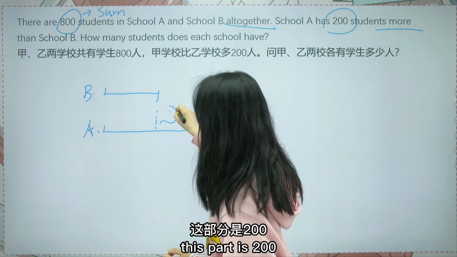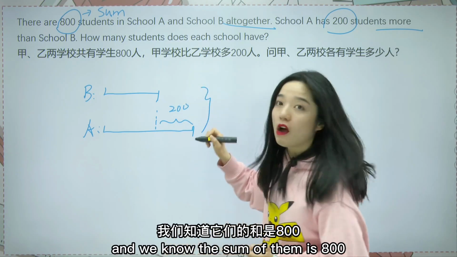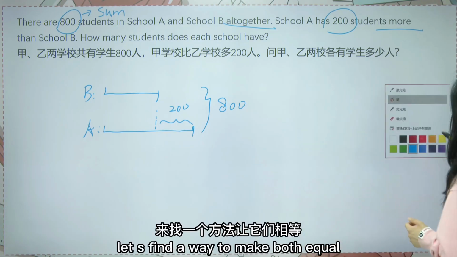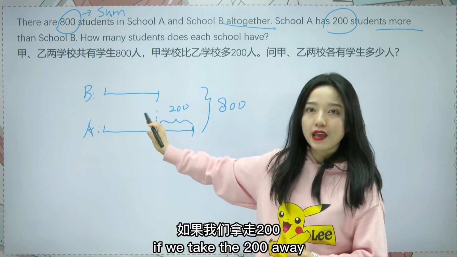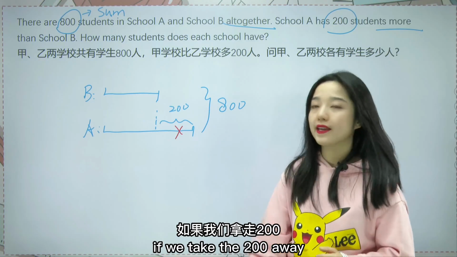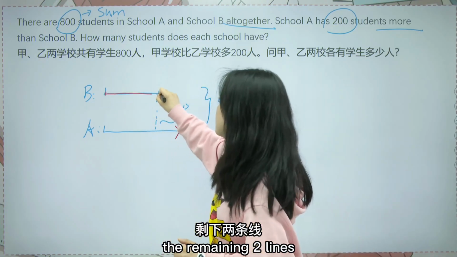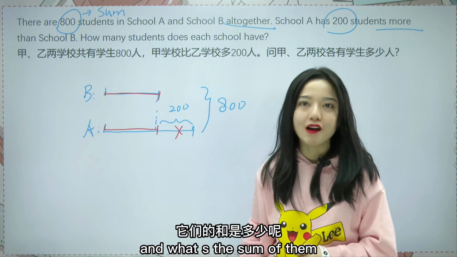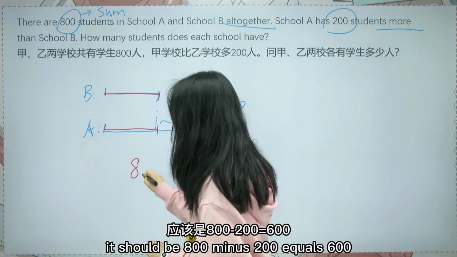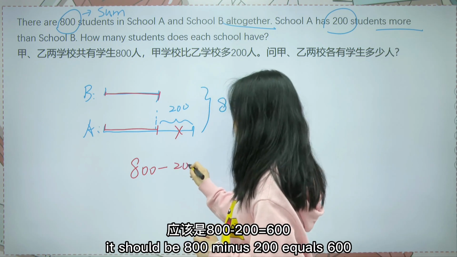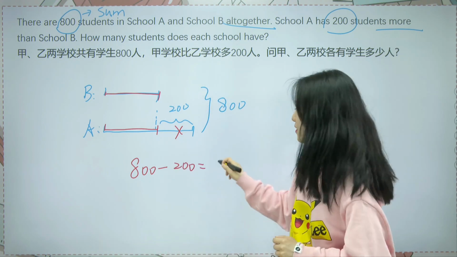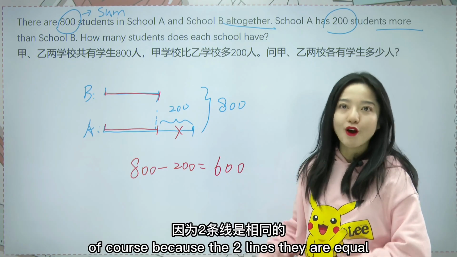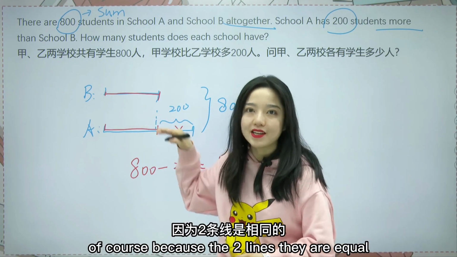This part is 200, and we know the sum of them is 800. Let's find a way to make both equal. If we take the 200 away, the remaining two lines, they are red and they are equal now. And what's the sum of them? It should be 800 minus 200 equals 600. Can we divide 600 by 2 now? Of course, because the two lines, they are equal.